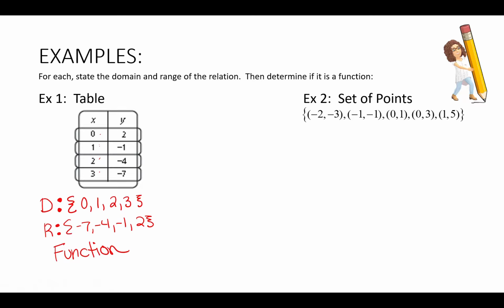Now let's try from a set of points. So I'm going to label which ones are the x values first because I have to find my domain, right? So I'm going to underline the ones that are my domain so that I don't make a mistake. So I'm going to put these in order. -2, -1. Oop, I got 2 zeros.